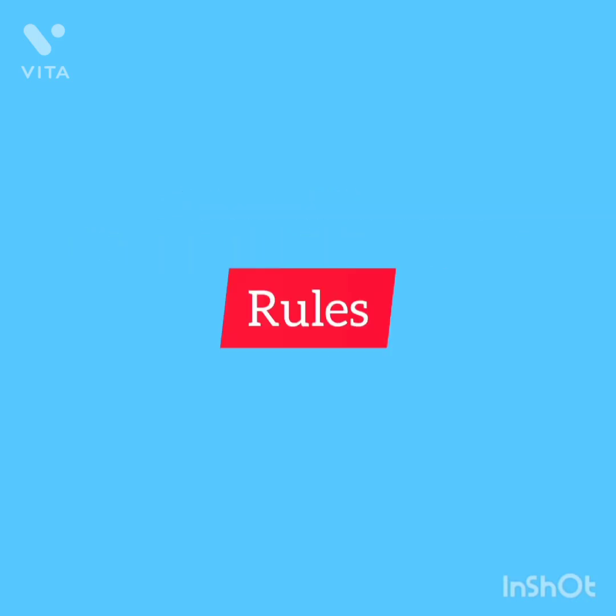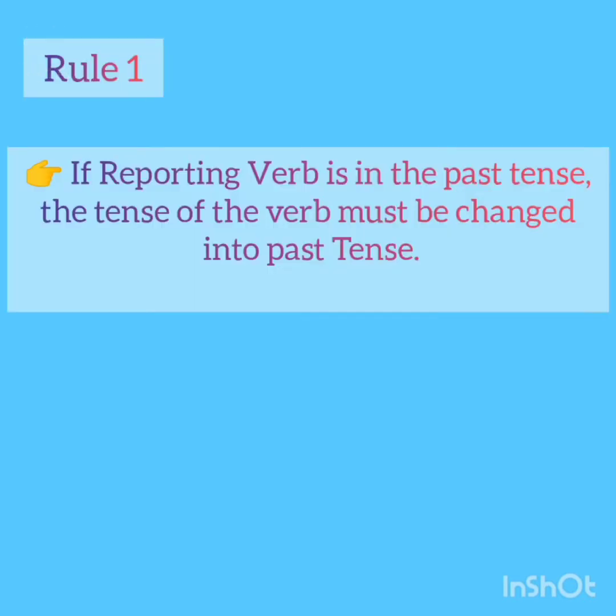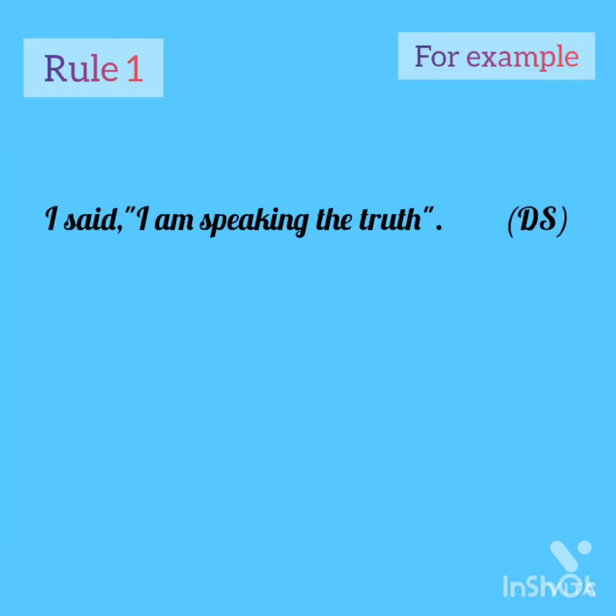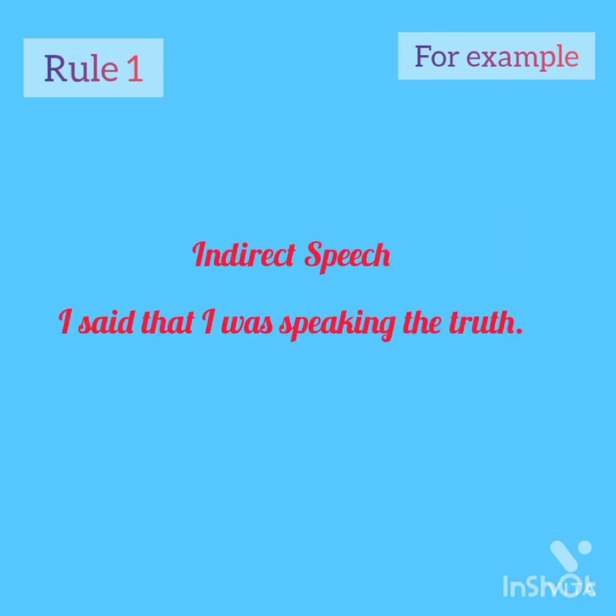Now here are some rules to be followed while converting from direct to indirect speech. Now the first rule is if the reporting verb is in the past tense, the tense of the verb must be changed into past tense. Now I will explain this with an example. I said, "I am speaking the truth." This is a direct speech. Now to convert into indirect speech, it will become: I said that I was speaking the truth.